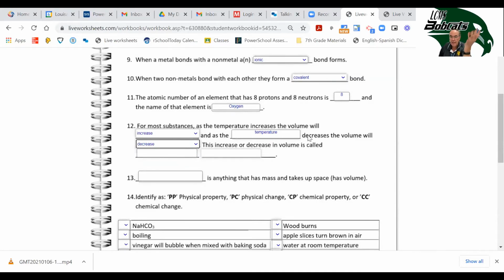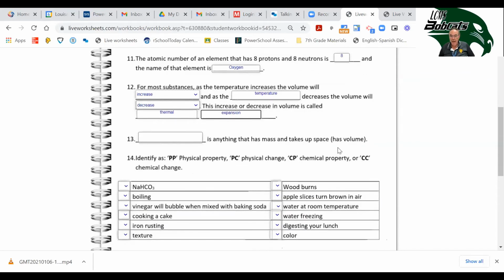So as we warm it, it expands. And as we cool it, it contracts. And this increase or decrease in volume is called thermal expansion. Its name is right here: temperature goes up, thermal, and what happens? It's bigger, so it expands. Anything that has mass or takes up space, which is volume, is the basic definition of matter.